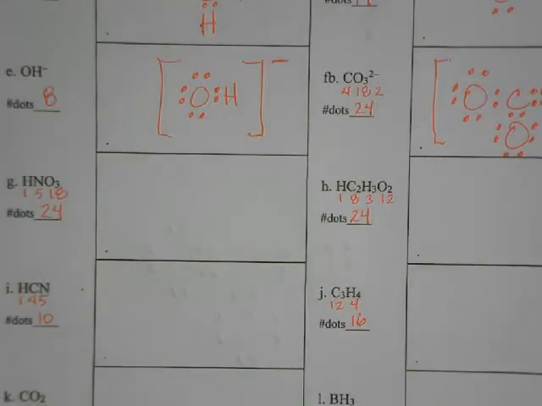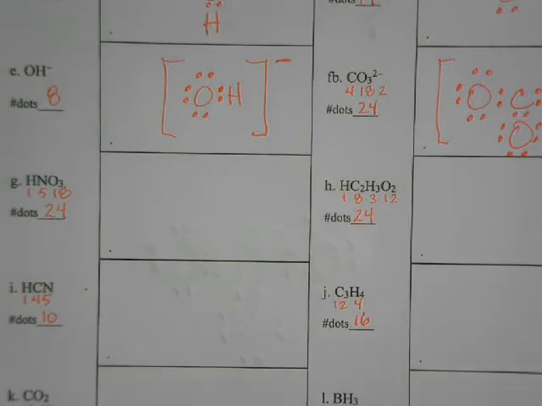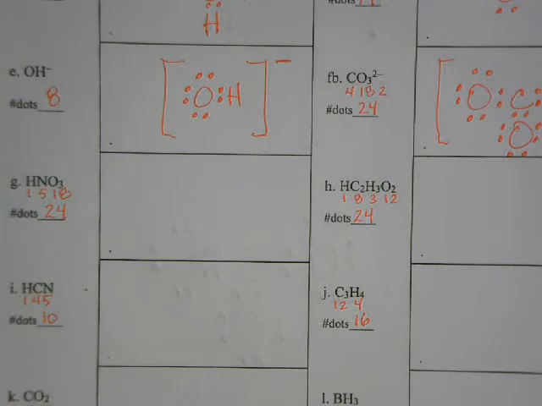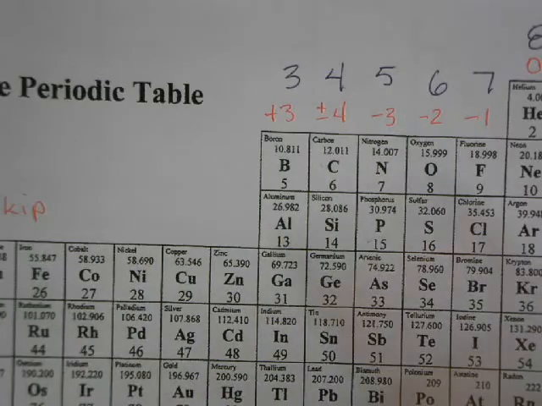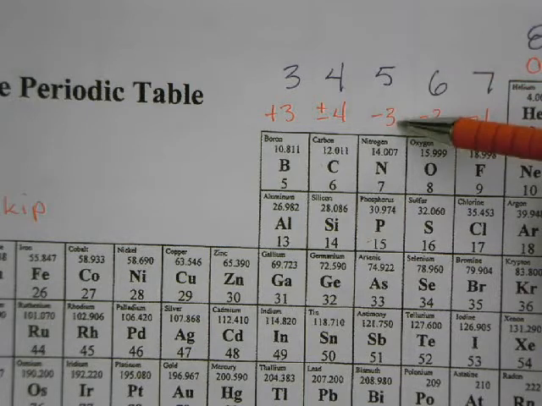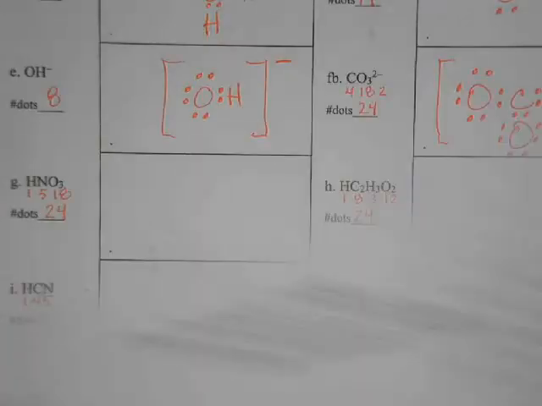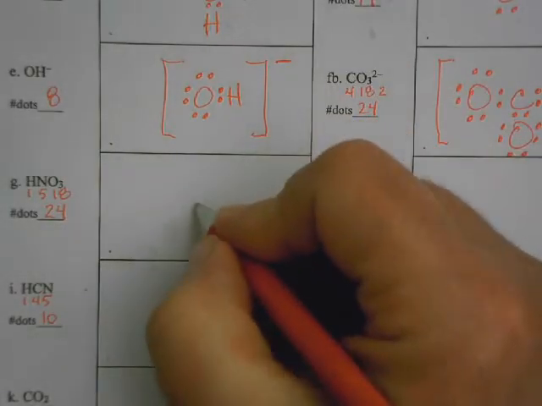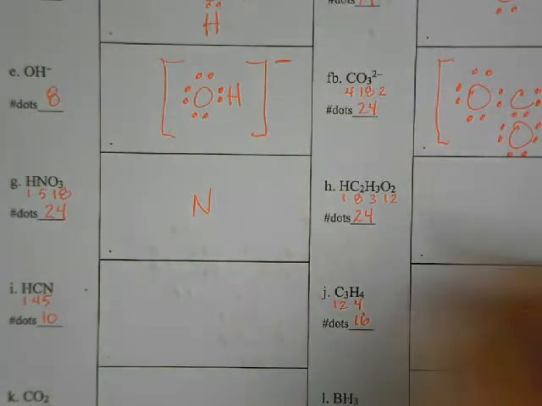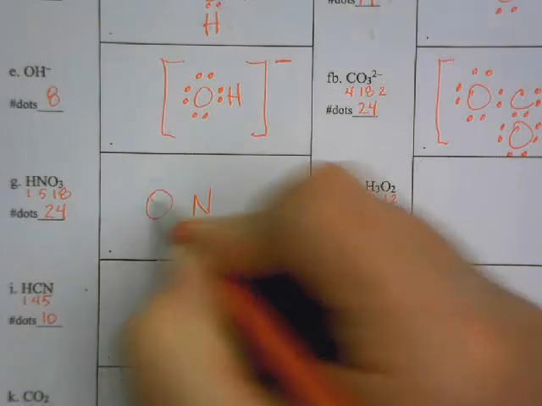All right. HNO3. Again, the one to be in the middle is the one that's going to have the most bonds. Oxygens can only bond twice. Nitrogens have 5, which means 3 holes, 3 spots. That's why it tends to be a -3 charge, 3 spots to get filled in. So we're going to put the nitrogen in the middle. And then we've got our oxygens.